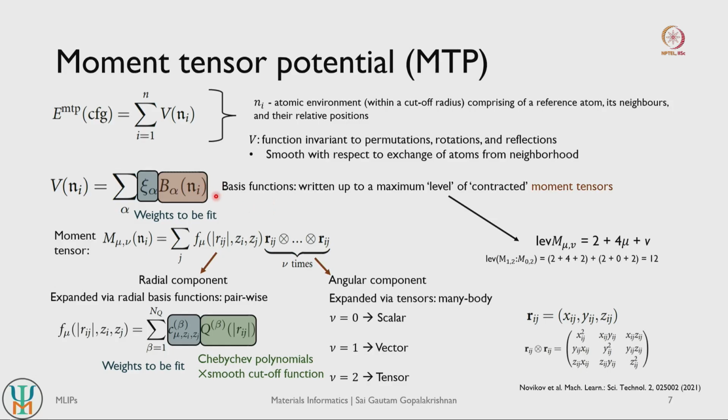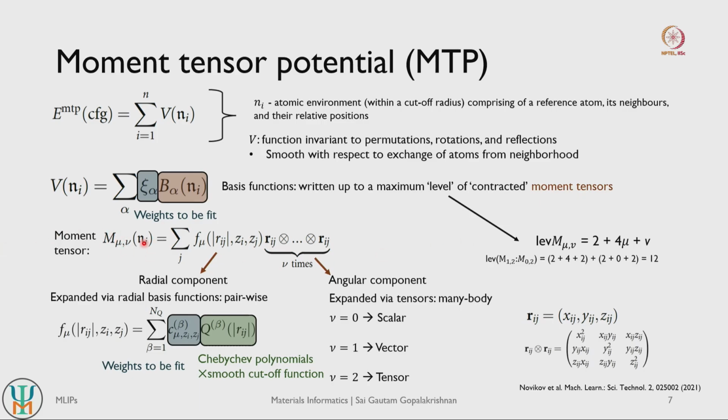And this B alpha term is basically the fingerprinting of your local atomic environment, written in terms of an expansion of basis functions, and these basis functions are expanded up to a maximum level of contracted moment tensors. I know this is a mouthful, so let us break it down one by one. What do we mean by moment tensors here? You fingerprint your local atomic environment through what are referred to as moment tensors.